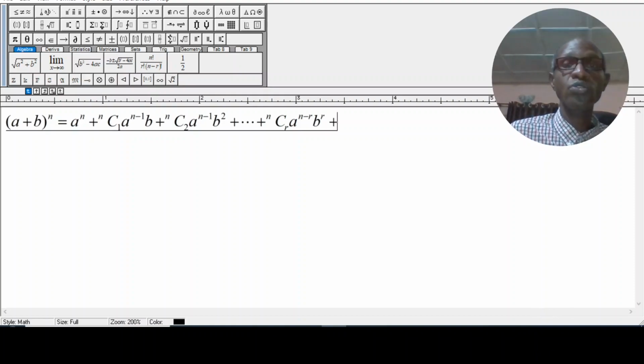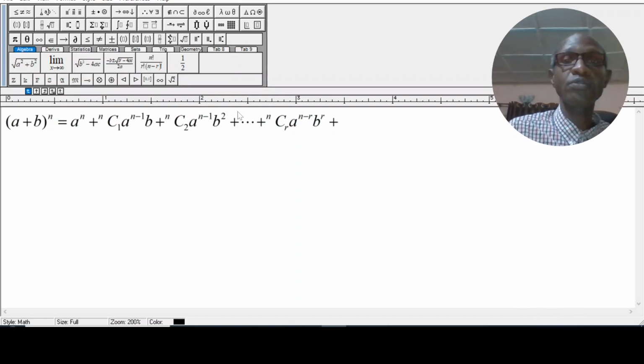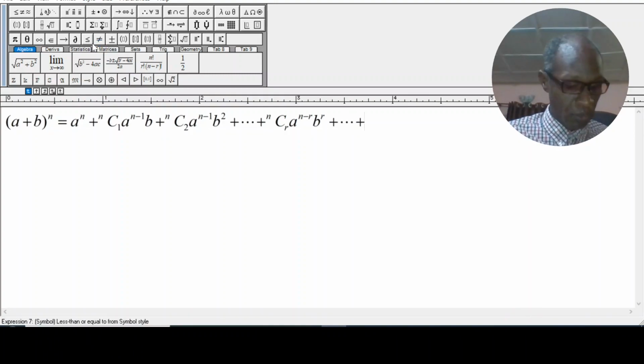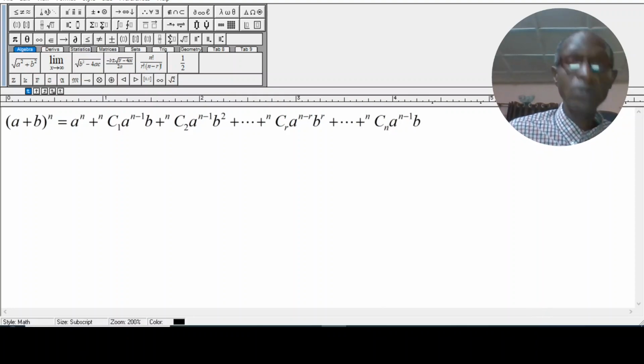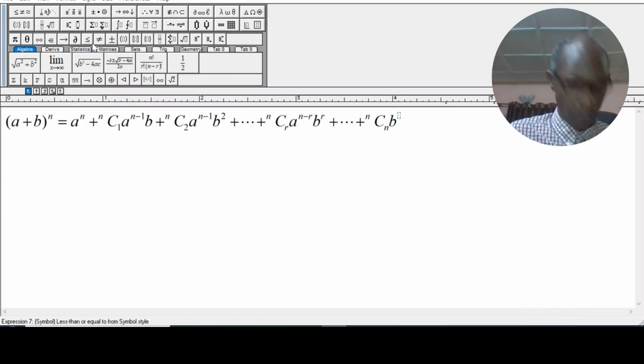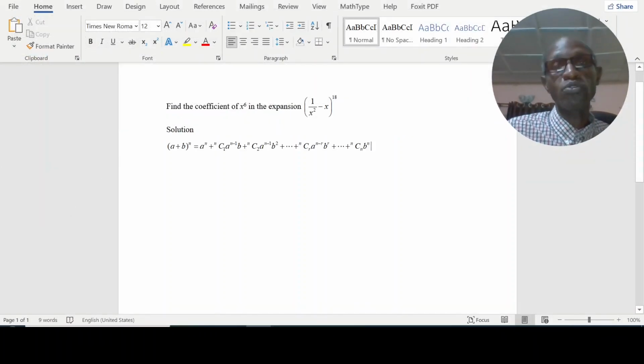So we can still have this, until we get to this particular term, n minus n, that will give you 0. Anything with the power of 0 will give you 1. So you have this. This will be the expansion for a plus b always to the power of n. That will be the expansion that we will get.